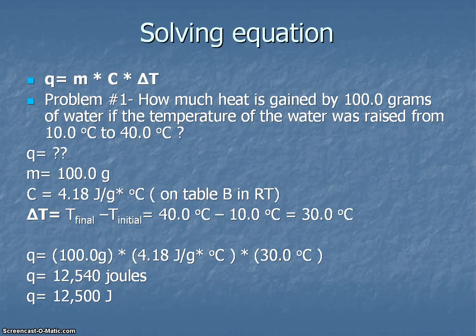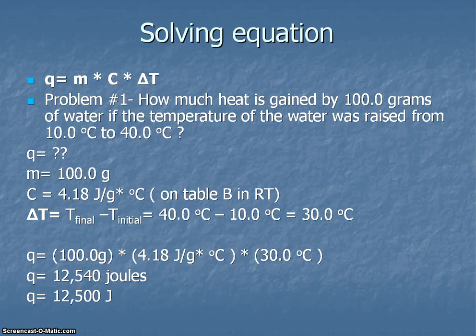Now, delta T, remember that's change of temperature. It's always T final minus T initial. So T final here is 40 because that's where I stopped. T initial is where I started. I started at 10 degrees. So 40 minus 10 is 30. Be careful of this. Students love to put in 40 for delta T or 10 for delta T. You've got to do the math. It's always T final minus T initial.